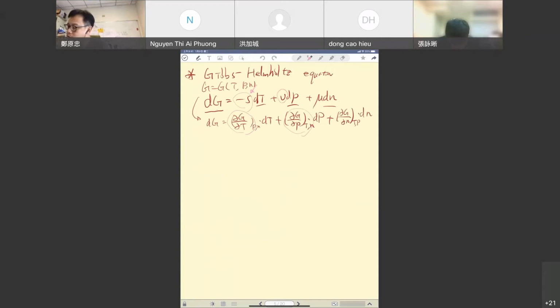I'm not going to write down all of them, only one of them. So minus S equals partial G partial T at constant P and N.